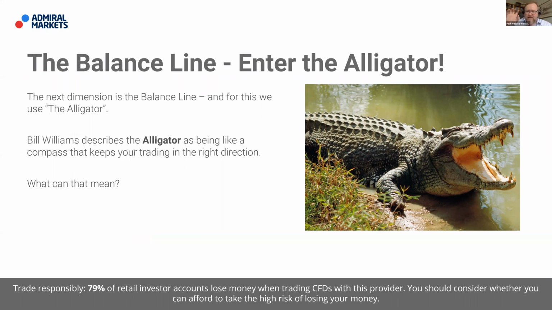As I say, call it enter the alligator. Bill Williams describes the alligator as being like a compass that keeps your trading in the right direction, which is all well and good, but traders are sat there thinking, well, what does that mean, Paul? What's Bill talking about? Where's an alligator on the charts?